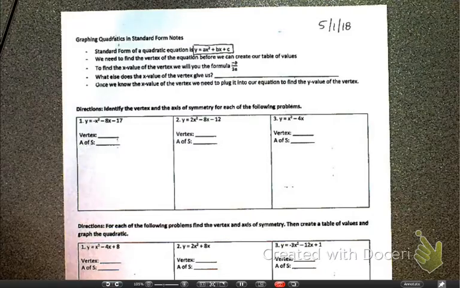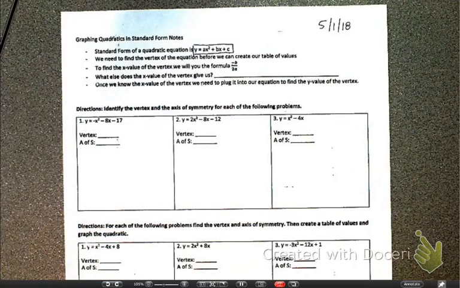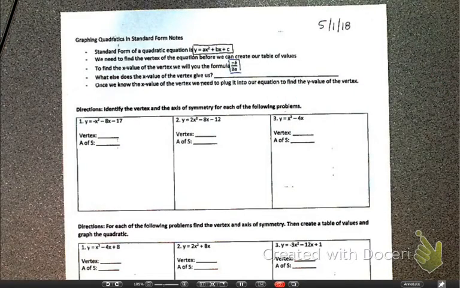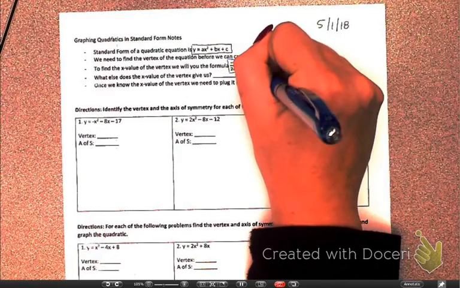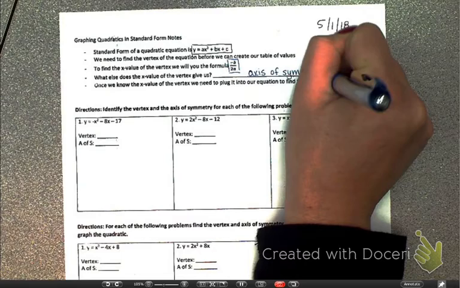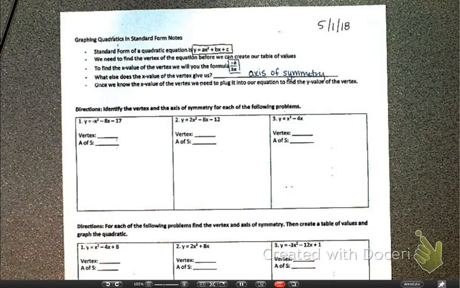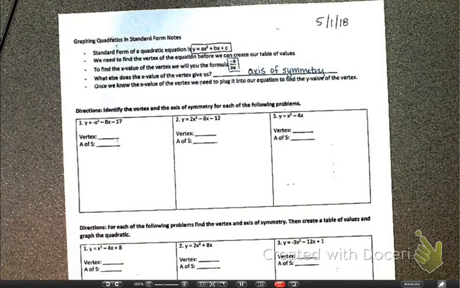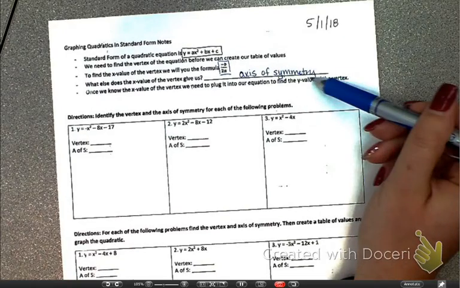So, to find the x value of the vertex, we're going to use negative b divided by 2a. That will give us the x value of the vertex. What else does the x value of the vertex tell us? The axis of symmetry. Okay, the x value of the vertex also gives us the axis of symmetry. So once I know the x value of the vertex, I need to know the y. And to find the y, we just plug it back into our original equation. This is where you could potentially mess up.